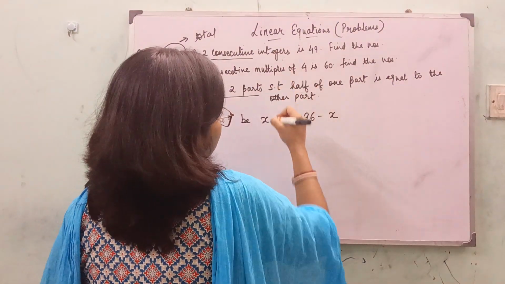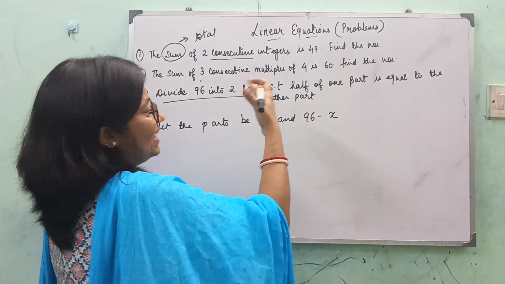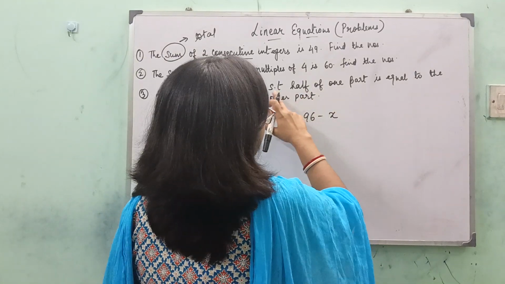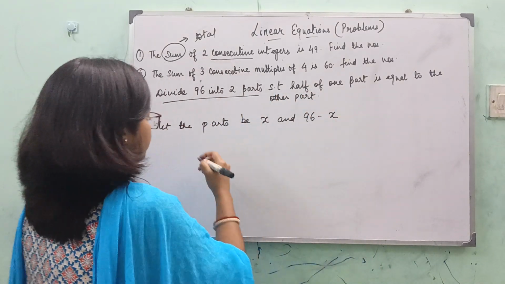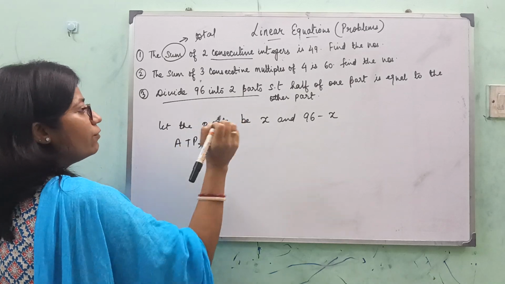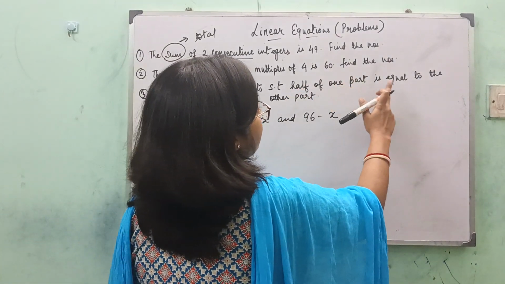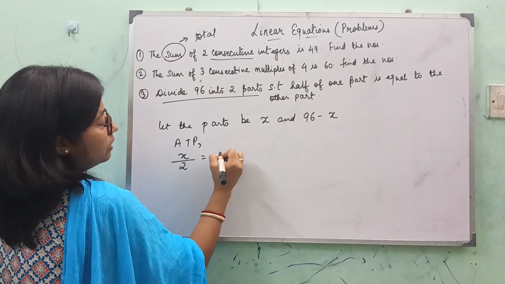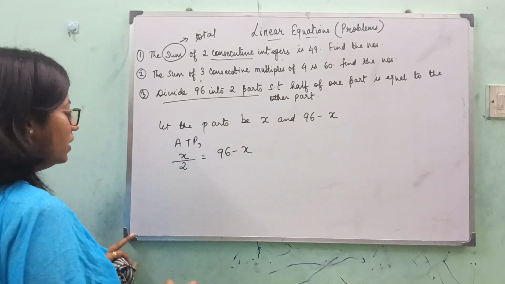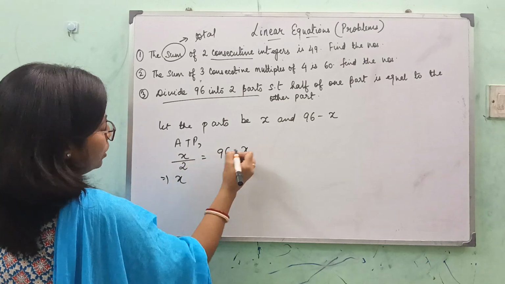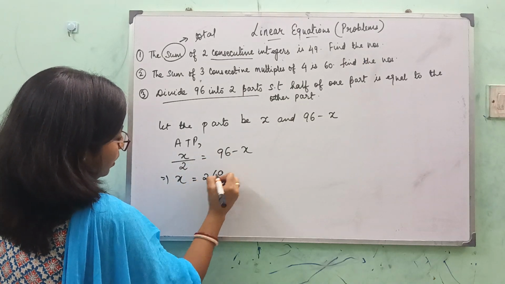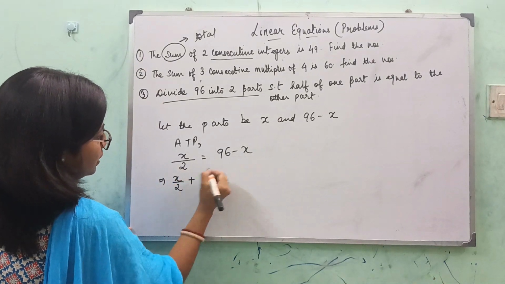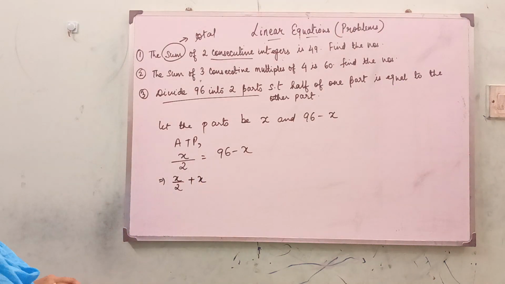Now the first part is done. Such that, children, this 's.t.' refers to 'such that'. From now on, if I write s.t., it means such that. Such that half of one part. Now half of which part? You take as per your wish, half of any one of the parts. Half of one part is equal to the other part. So I'll take half of the first part is equal to the second part. So now we'll cross multiply, or else you can do it this way also. There are several ways of simplifying. Take this x this side. So x by 2 plus x is 96.